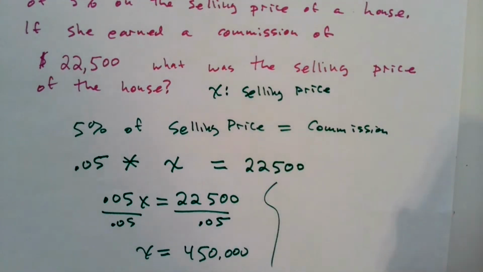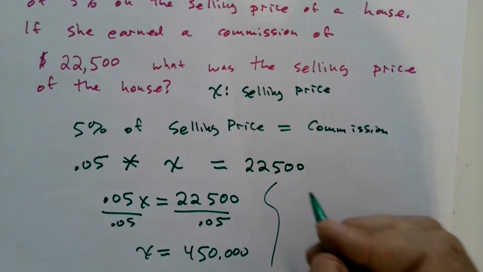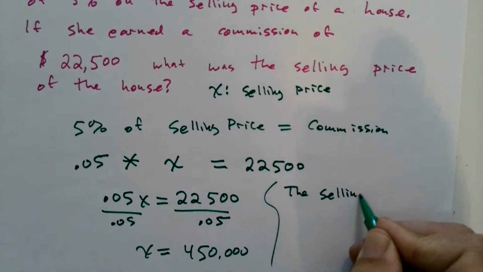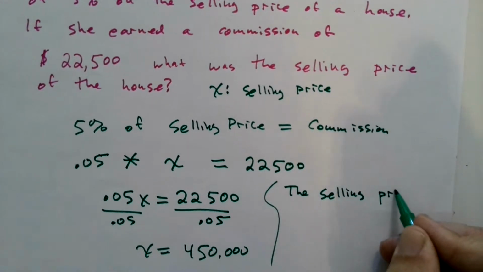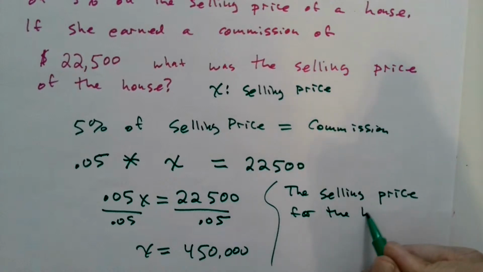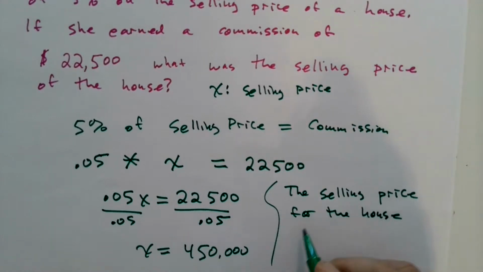So I like to write my final answer in words. Basically, if it's a word problem, I like to give you a word answer. So we'll say the selling price for the house was $450,000.